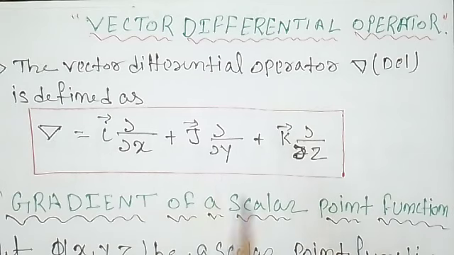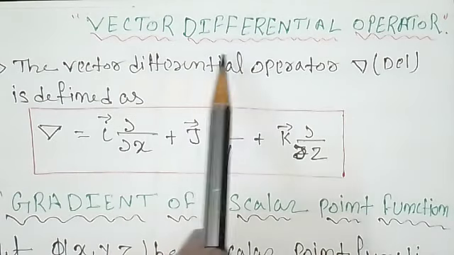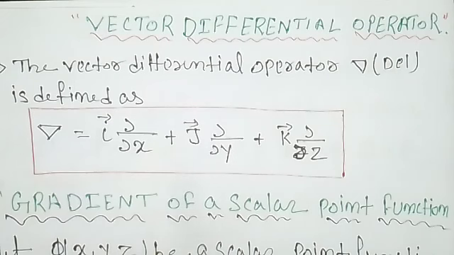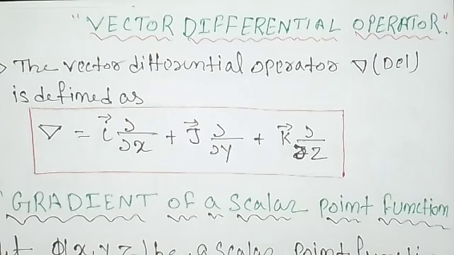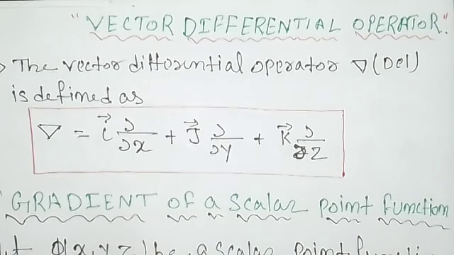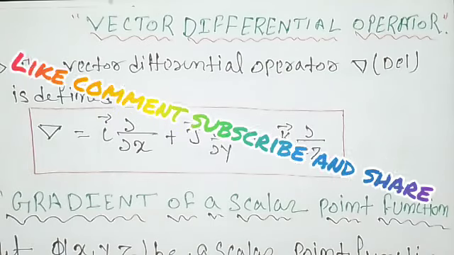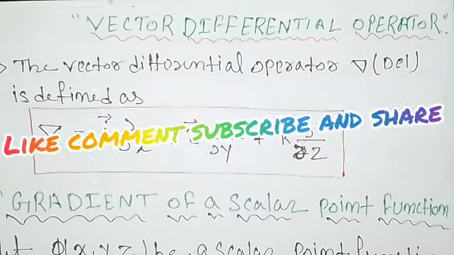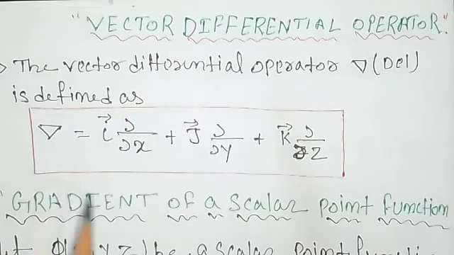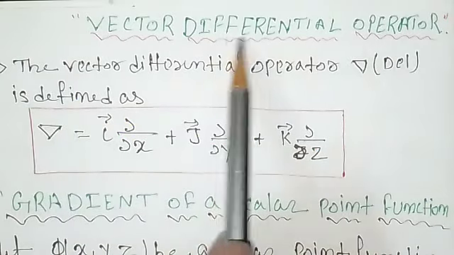Now in this video we will start the new topic, that is vector differential operator. In physics we already learned about scalar and vector quantities. A vector is one which has magnitude as well as direction. Vectors have a very vast application in engineering mathematics, and also in physics, for fluid flow and for magnetic concepts, like the magnetic field. So here we will see the vector differential operator.